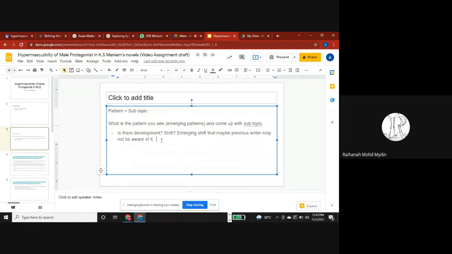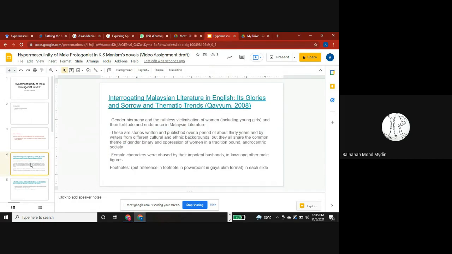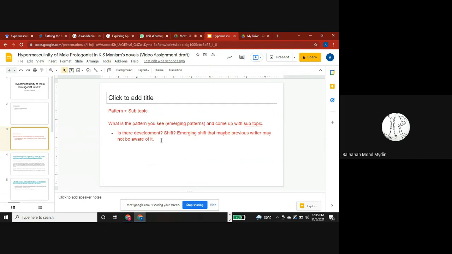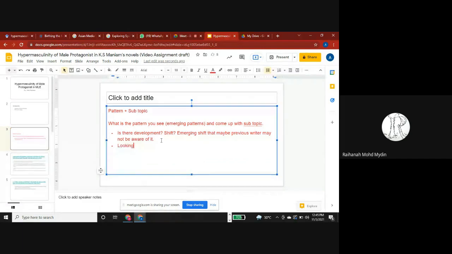Okay. So first of all, are you looking at hypermasculinity as represented by male writers or by male and female writers? That's another variable. So keep in mind that every research you need 2 to 3 variables. So one variable is hypermasculinity, the theme. The other variable is the corpus, Malaysian literature in English. The third variable would be writers, because as you add variables, you narrow the scope.